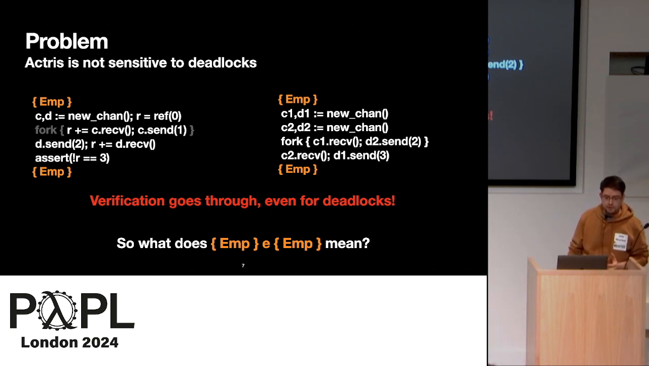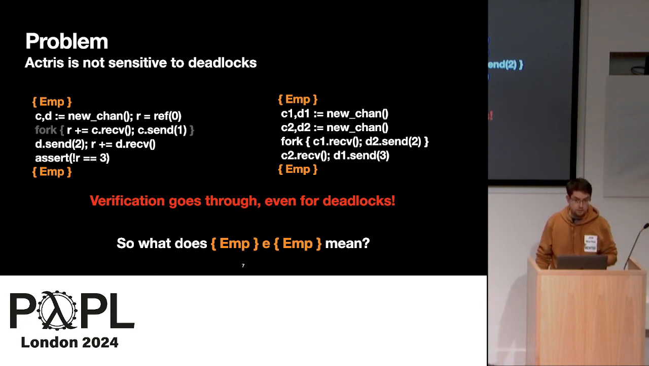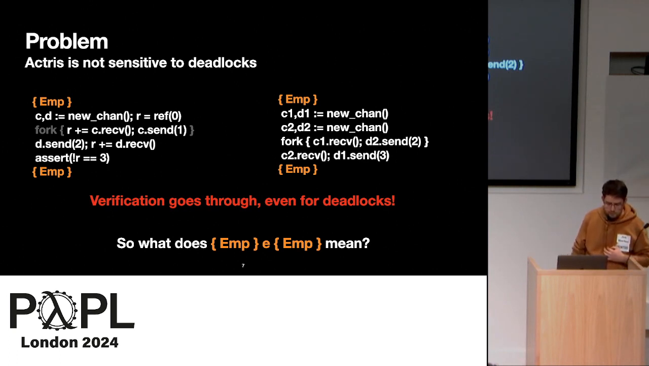You can also have more complicated forms of deadlock, such as on the right. Here we create 2 channels, and both threads do send a message on that channel, but they first receive, so that is also never going to happen. So this raises the question: what does a Hoare triple in Actris actually mean?